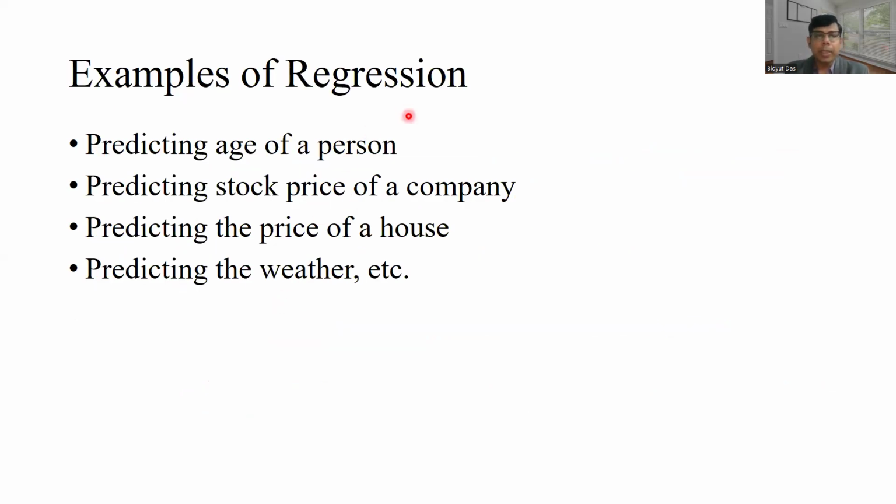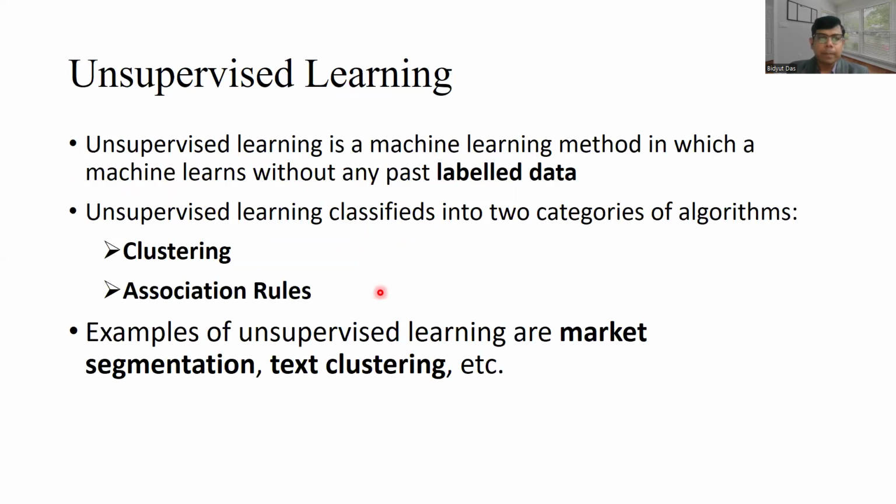Now, an example of regression is predicting the age of a person. So it is a value. Predicting the stock price of a company is also a value. Predicting the price of a house, predicting the weather, etc. These are examples of regression.